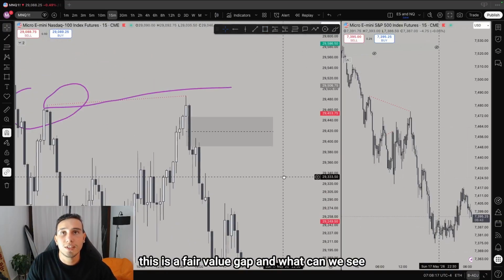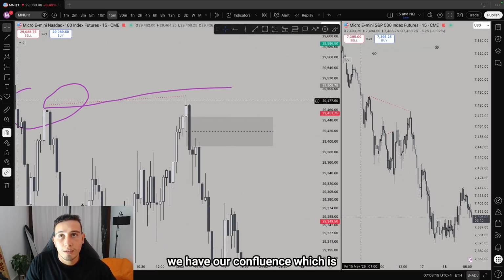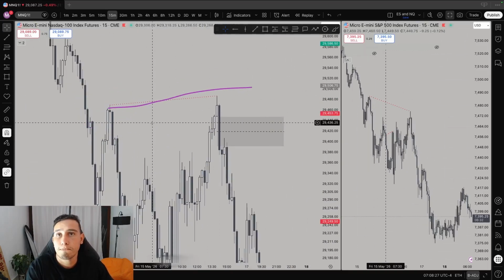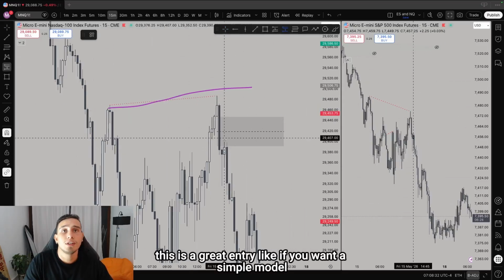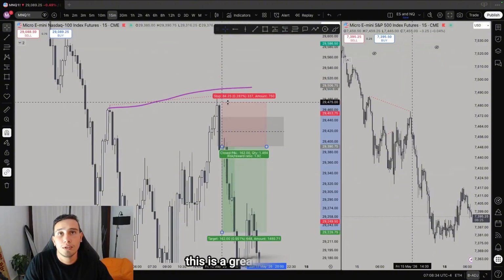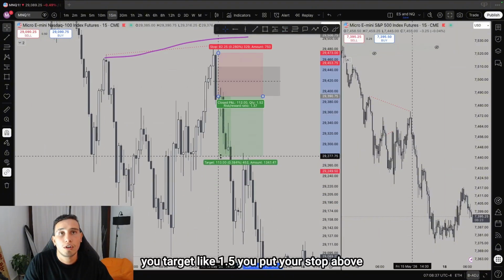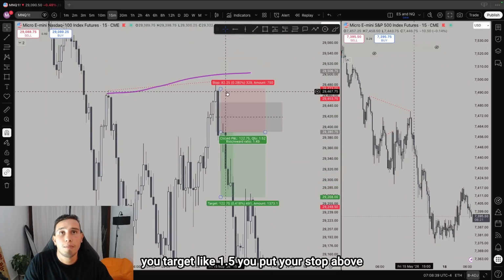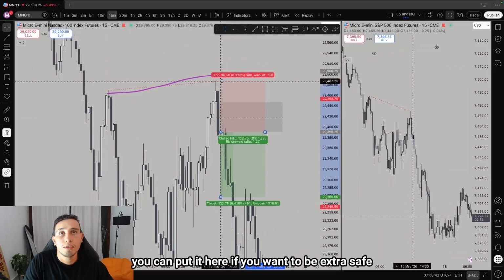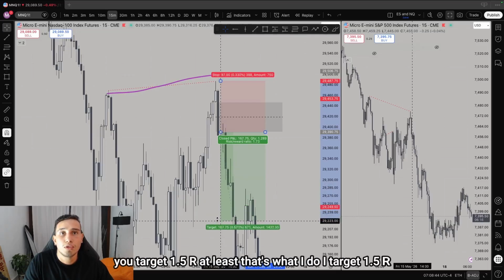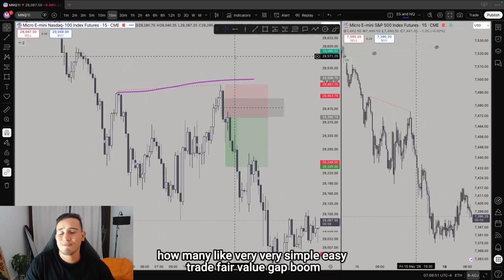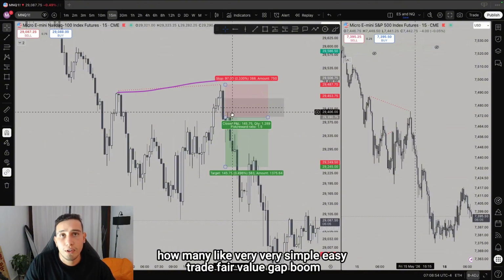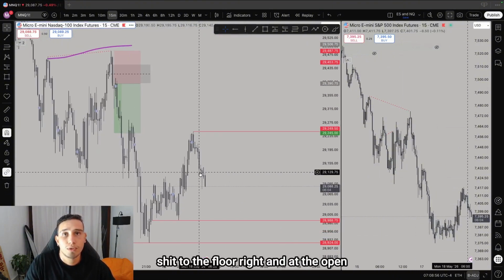And what can we see? We have our confluence, which is a liquidity sweep, SMT, fair value gap. This is a great entry. If you want a simple model, this is a great entry. Boom, you target like 1.5. You put your stop above, you can put it here if you want to be extra safe. You target 1.5R. At least that's what I do. Very, very simple, easy trade. Fair value gap, boom, straight to the floor, right?